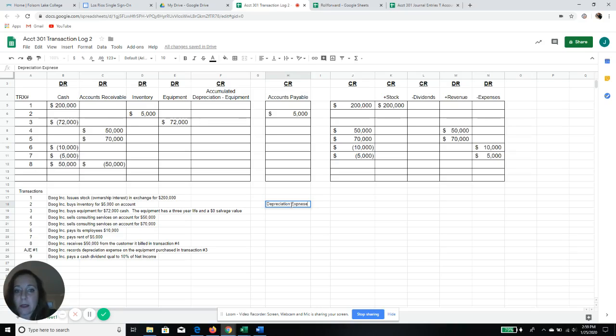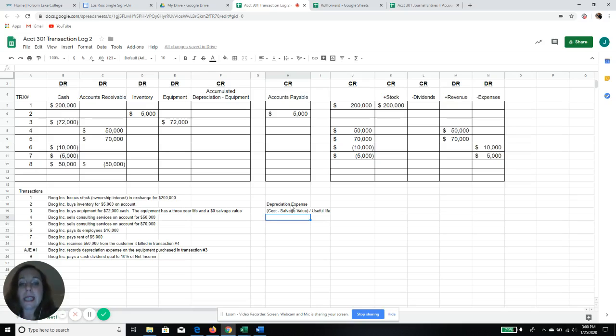Okay, so depreciation expense has a formula. The formula is cost minus salvage value divided by useful life. And the salvage value is basically what we think it's worth when we will sell it, whatever it's done. This equipment has a 3-year useful life and a 0 salvage value. So we think we'll use this equipment for 3 years and then it will be worth 0 or nothing.